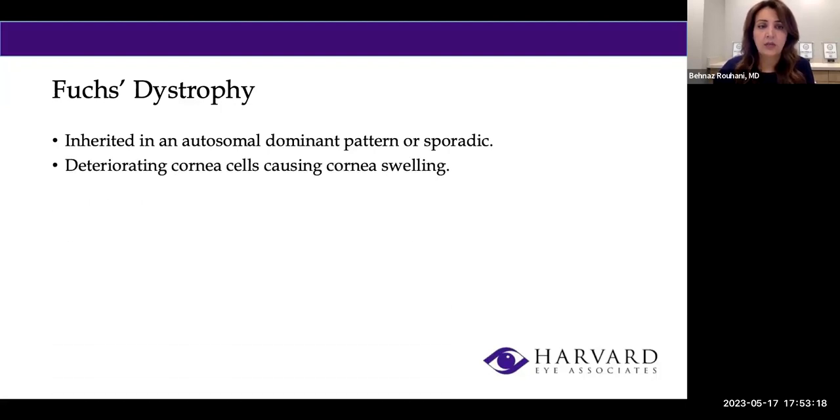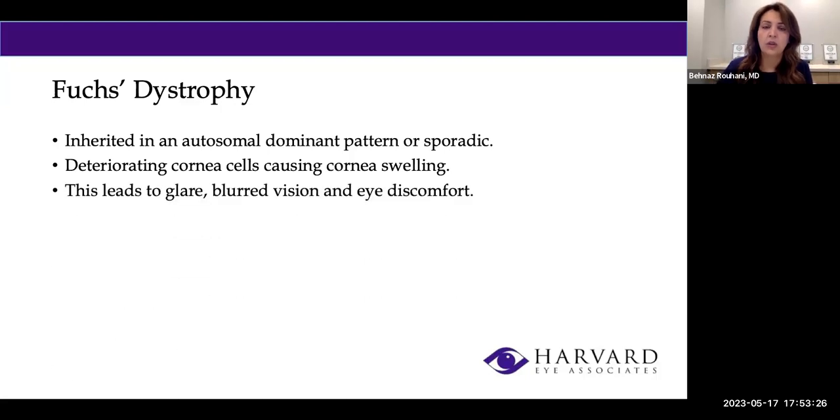It is a disease of the cornea where the inner cornea cells deteriorate, causing cornea swelling. The inner cornea cells are in charge of pumping out fluid from the cornea tissue, keeping it nice and clear. Once they don't pump out fluid, the cornea becomes swollen and the vision deteriorates. This can lead to blurred vision and eye discomfort, and if we don't pick it up prior to cataract surgery, we will see cornea edema, or cornea swelling, after surgery that is not going away. We need to suspect that and check that out.